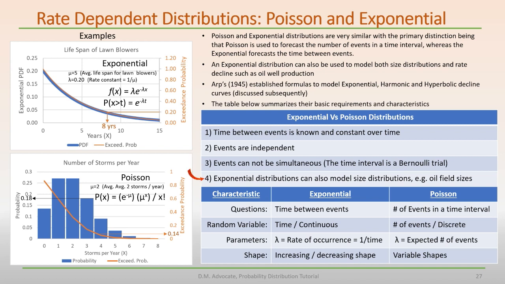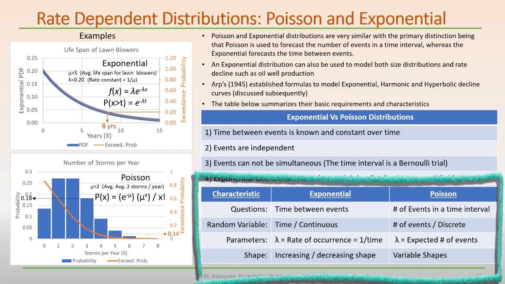Exponential distributions can also represent size distributions, such as oil field size. It can be argued that many exponential size distributions are modeled as log normal because numerous entities are too small to be detected. For example, small oil accumulations are generally referred to as a show and not included in an oil field size distribution. Now let's compare some of the characteristics.